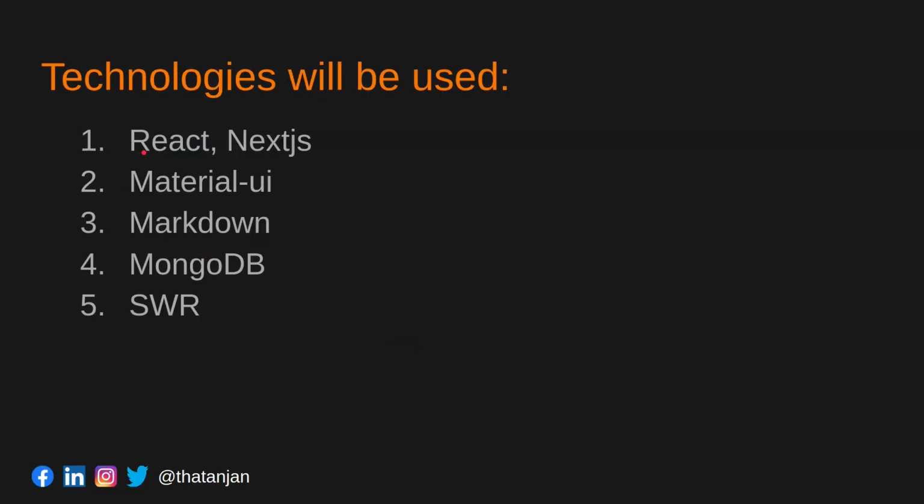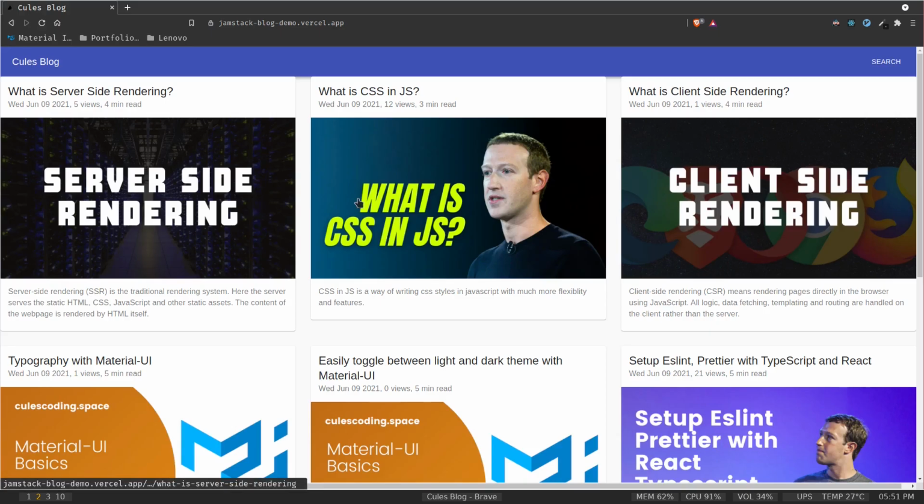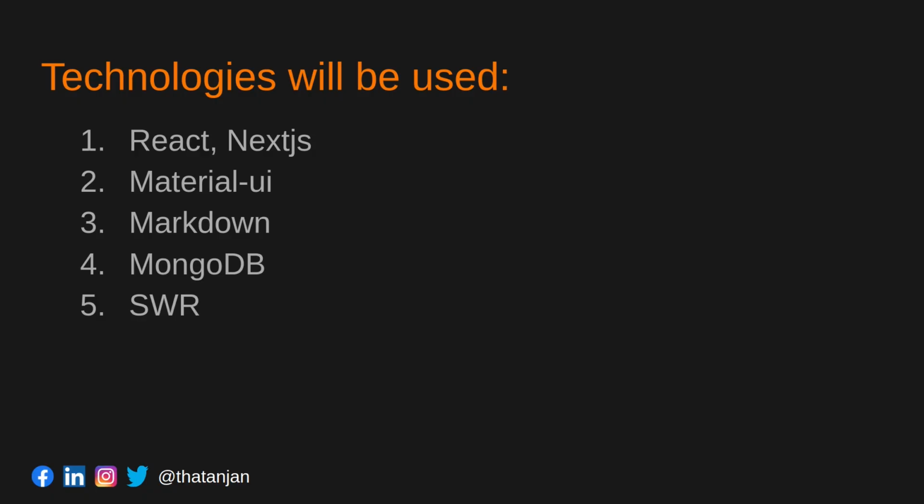Okay, so what technologies are we going to use? We are going to use React, especially Nextjs, for our static site generation. We are going to use Material UI, which is a React UI framework. The styles, the cards that you're seeing, are styled by Material UI. Now you don't have to use Material UI. If you want to follow along, you can use that.